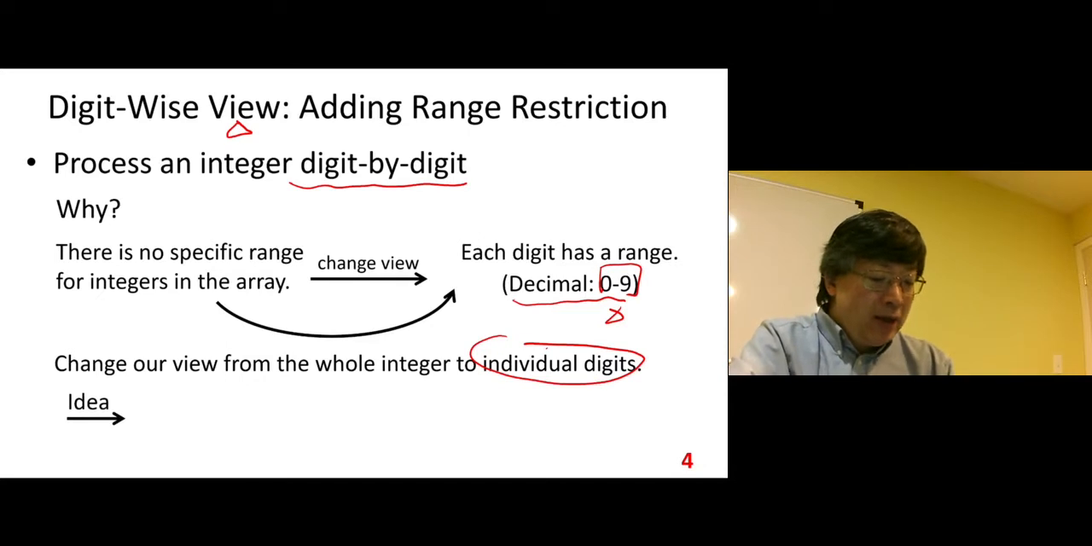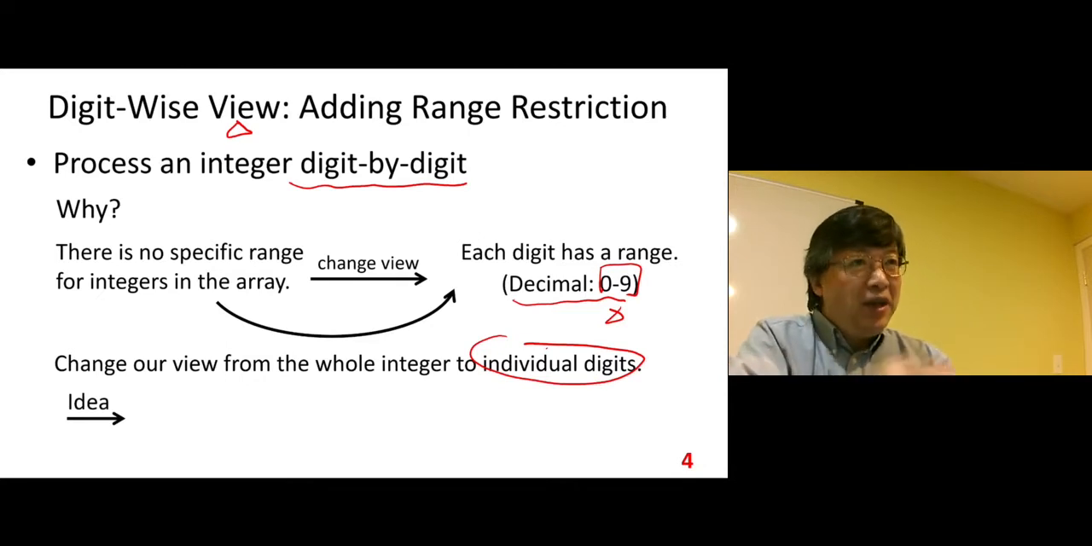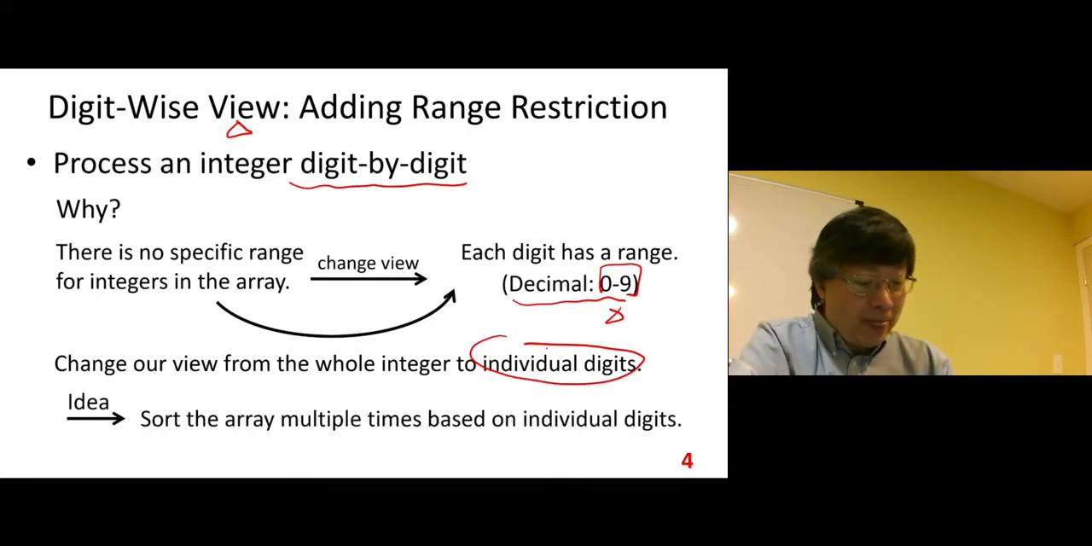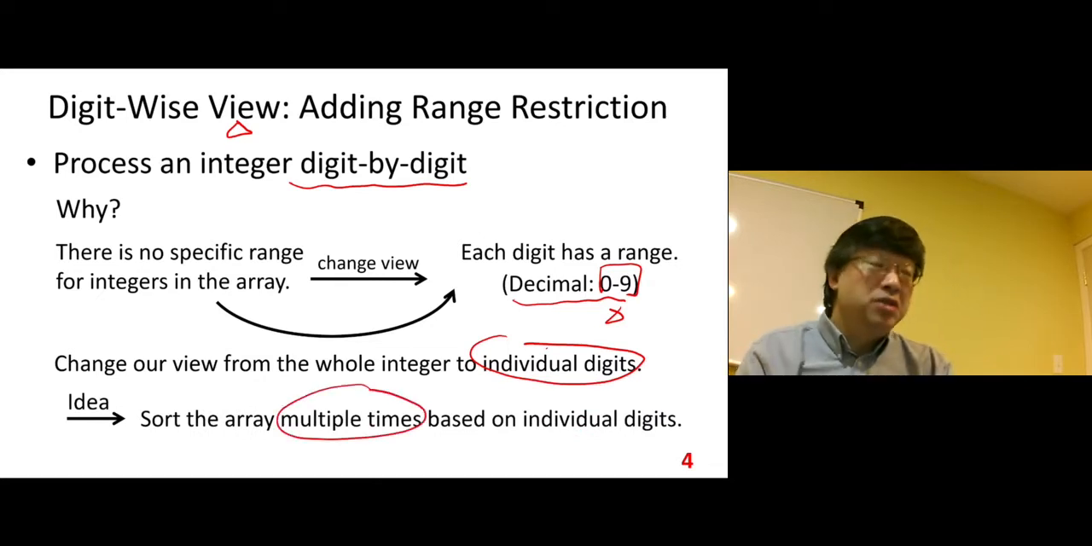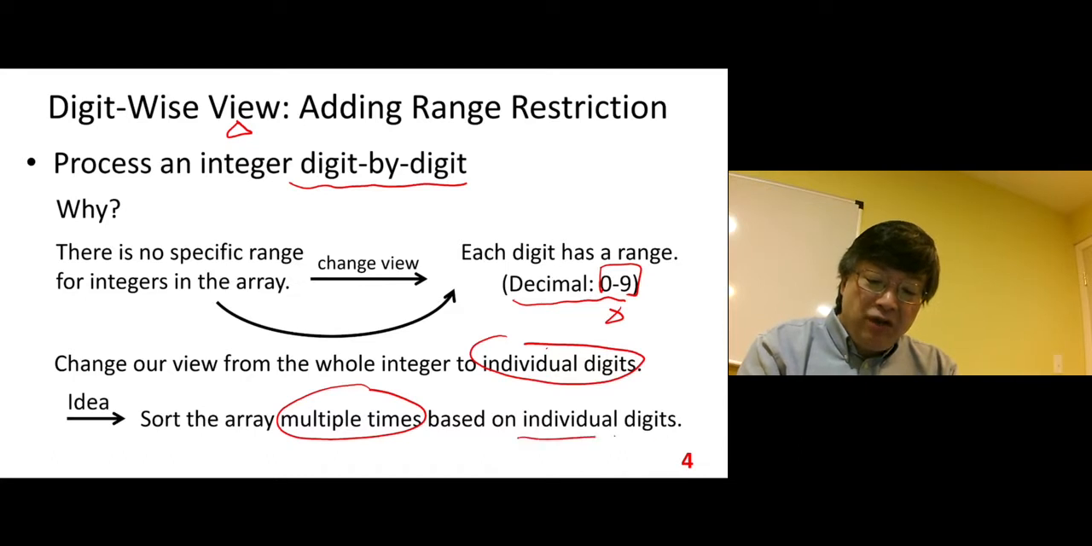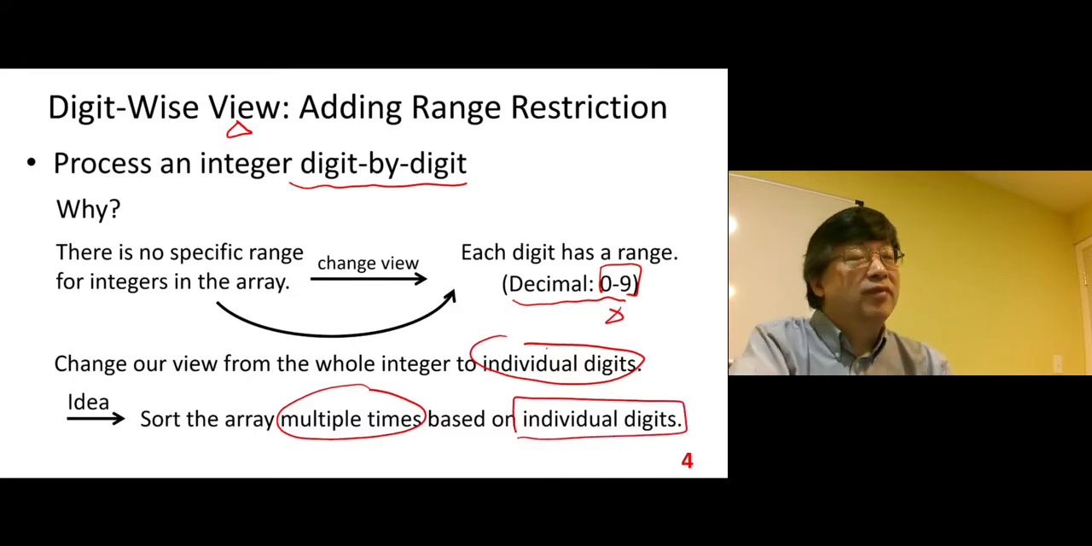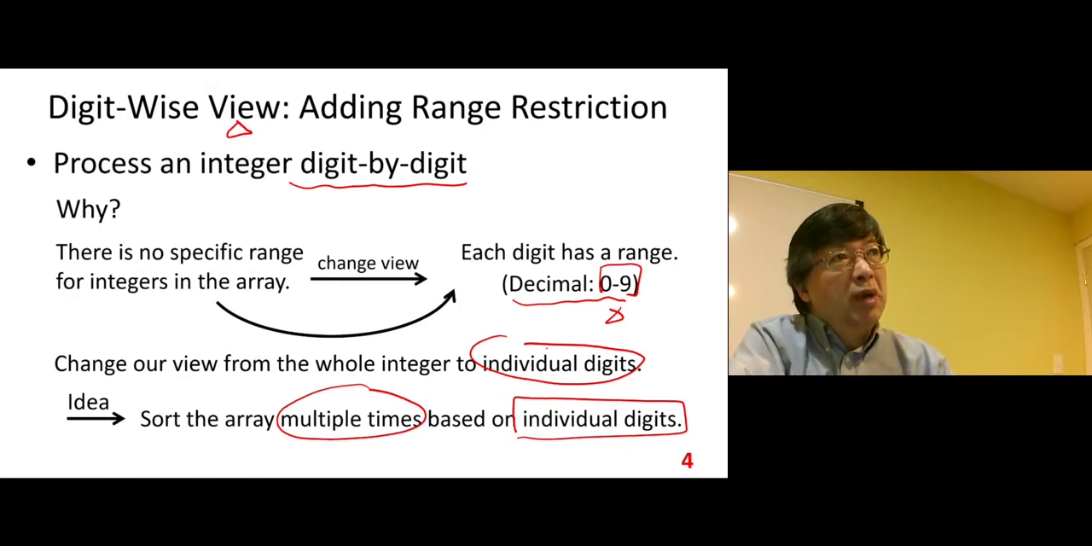So the idea is like this: sort the array multiple times, because digit by digit, each digit needs one sort, so multiple times based on individual digits. The idea is so simple. But the problem is, is this way better than n log n?